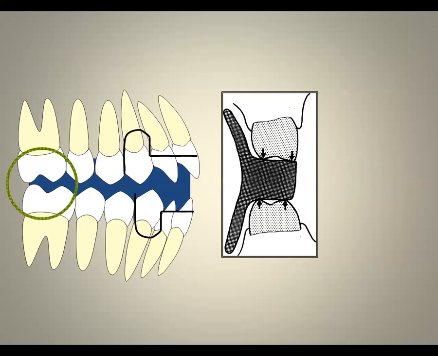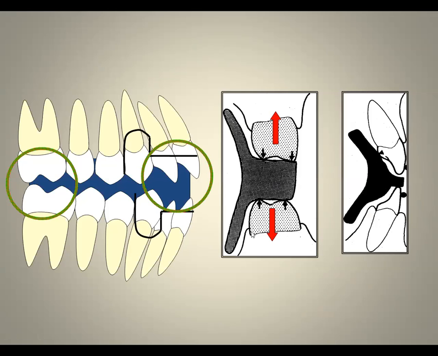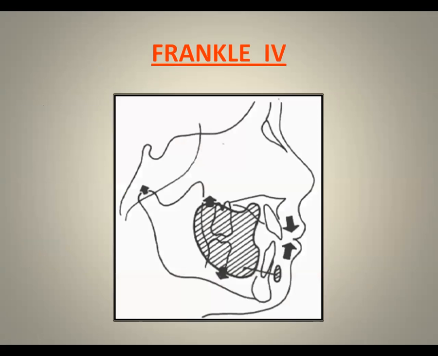This is a modified activator where we can clearly see a bite block in posteriors, which is producing an intrusive effect on the posterior segment. This is a Frankel 4. The same thing is done here. The posterior bite block will put an intrusive force on the posterior teeth, while there will be no interference in the anterior teeth, which will allow their eruption and closure of open bite.